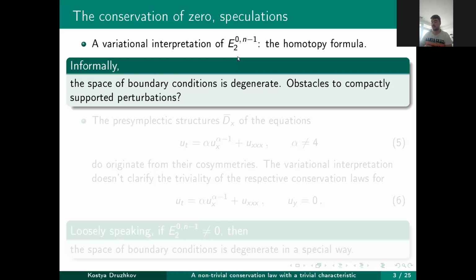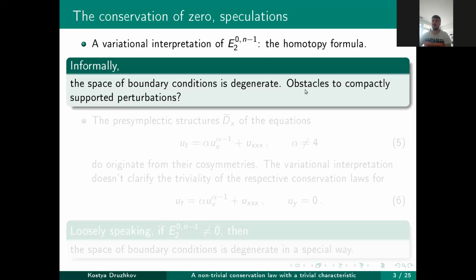The homotopy formula describes some perturbations. Namely, we can take something like an initial condition, but a compact one, and evaluate the corresponding integral of our conservation law on the initial condition. And then we can try to perturb this initial condition within the class of initial conditions such that on the boundary of the corresponding Cauchy surface, the perturbation vanishes. The boundary is fixed. And in this case, the variational interpretation based on the homotopy formula tells us that if we perturb the initial condition, elements of this group remain indifferent to such perturbations. So the integral doesn't change.